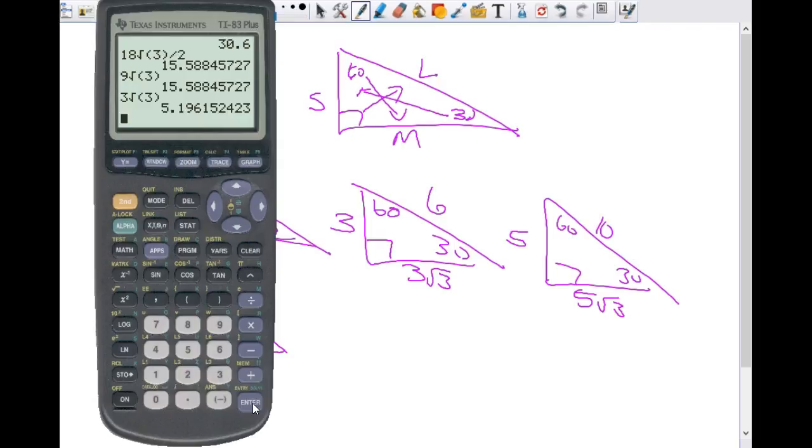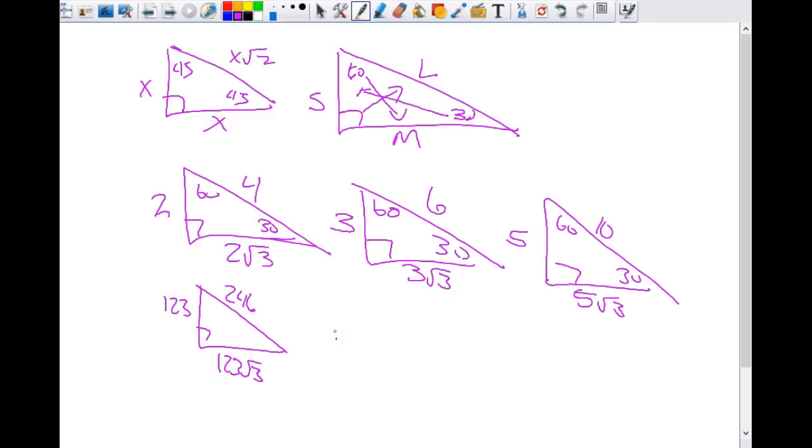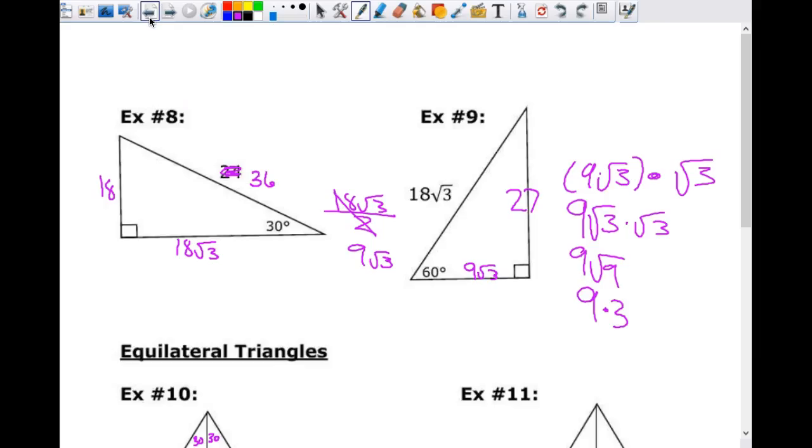No, you don't have to solve. You asked me what it was. All right. So now that we know the pattern, let's do some examples. These examples go pretty fast too.